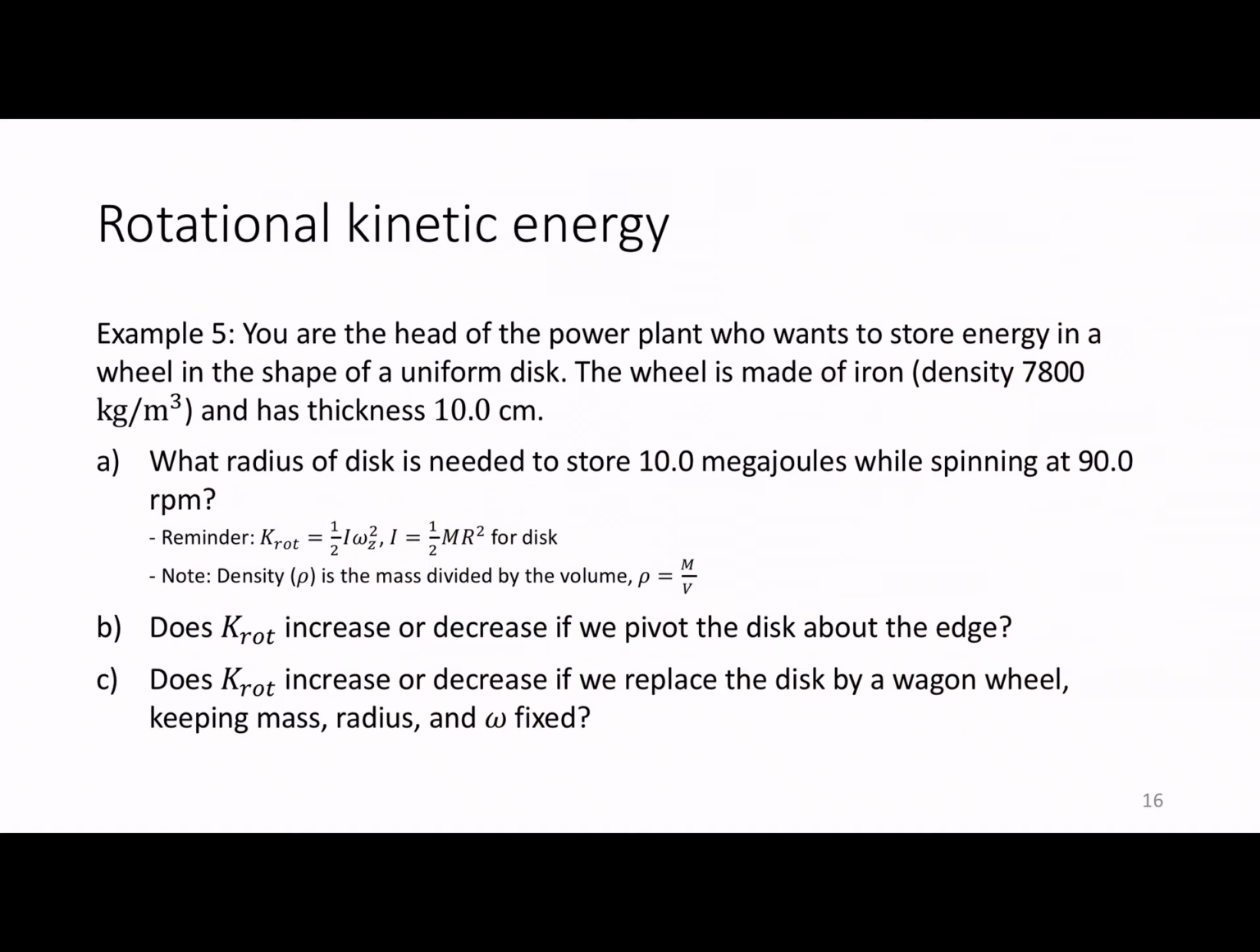The answer for this comes from noting that for a cylinder or a disk, I is 1/2 mr squared through the center of mass. For a ring, where most of the mass is concentrated on the outside, and the wagon wheel is almost that, there's a little bit in these spokes, but mostly it's around the rim, I is going to be mr squared. So it's twice as large as the disk.